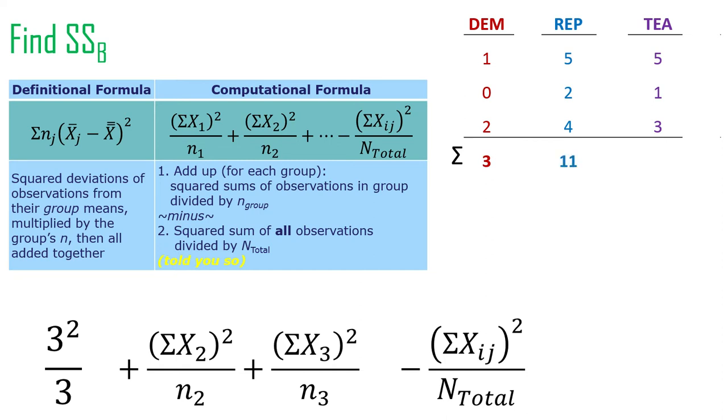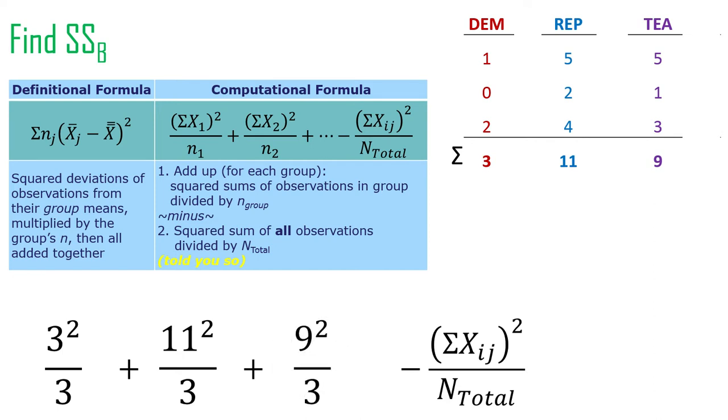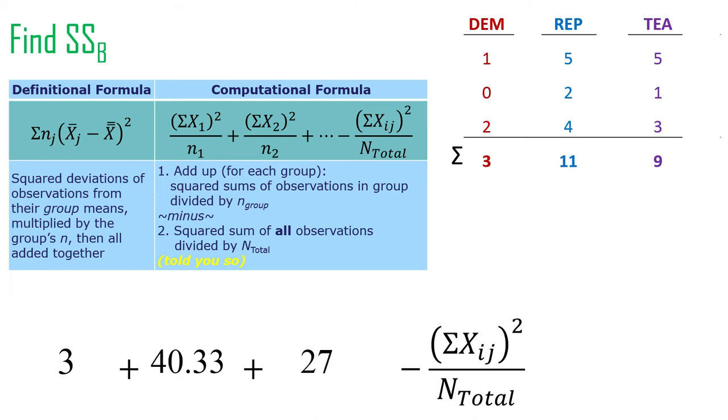The next group, the sum of 5, 2, and 4 is 11. So we have 11 squared divided by 3. And then for the third group, you have 5 plus 1 plus 3, which is 9, so 9 squared divided by 3. So you work those things out. And then you subtract that quantity we already worked out before, which turns out to be 58.78.